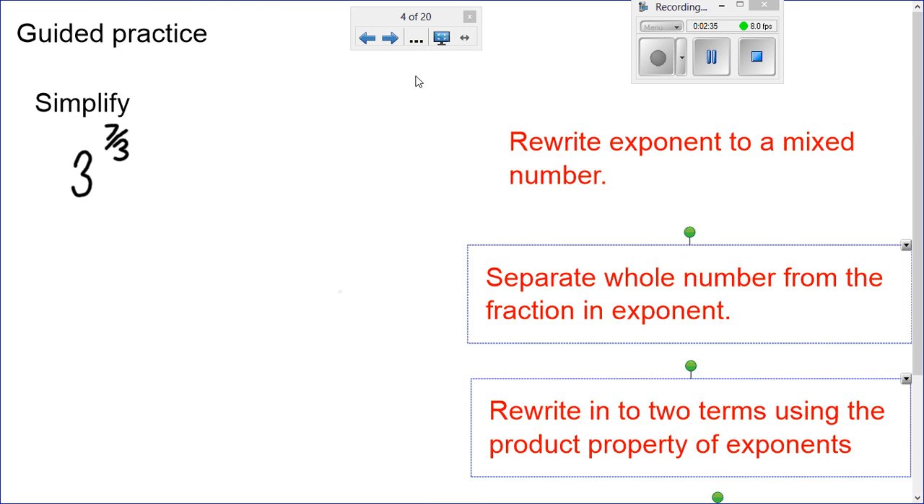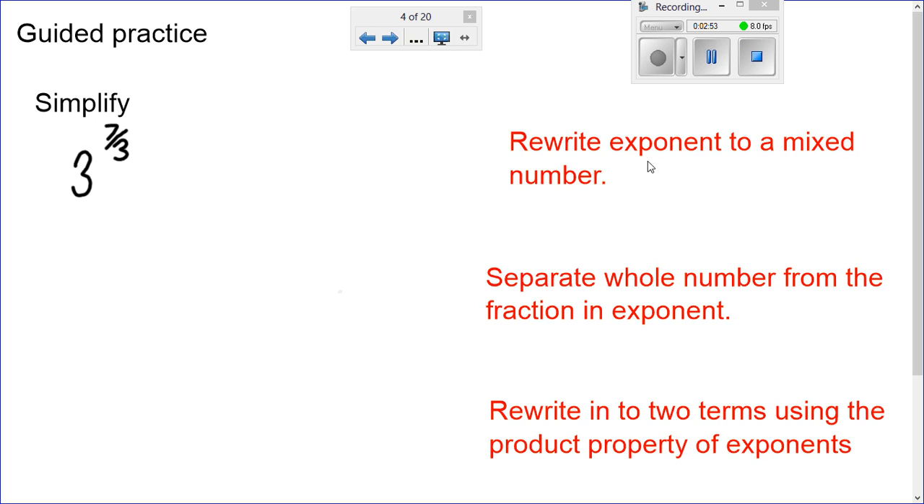Let's try another one. Let's simplify 3 to the 7/3 power. Okay, this one I want you to do as I kind of guide you through the steps. So go ahead and write down 3 to the 7/3 power. And the first thing I would like you to do is rewrite the exponent to a mixed number. So go ahead and do that right now. And if you have to, remember, pause the video.